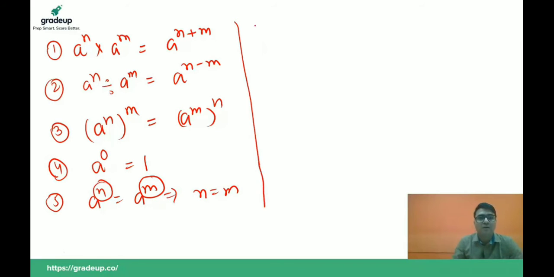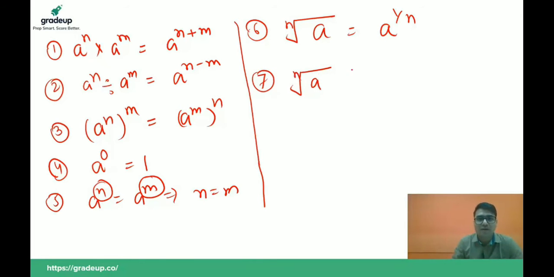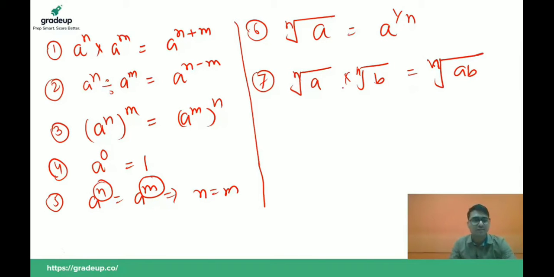Now, the next rule is, if you have the surd with the power n of a, then you can write it as a raised to the power 1 by n. And if you have a raised to the power n into b raised to the power n, then this can be written like this. So these are some basic formulas. Now let's talk about the questions.